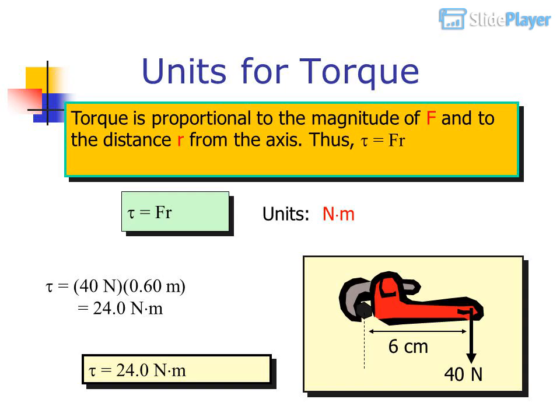Units for torque. Torque is proportional to the magnitude of F and to the distance r from the axis. Thus, τ = Fr. Units: N·m. With r = 6 cm and F = 40 N, τ = (40 N)(0.60 m) = 24.0 N·m.